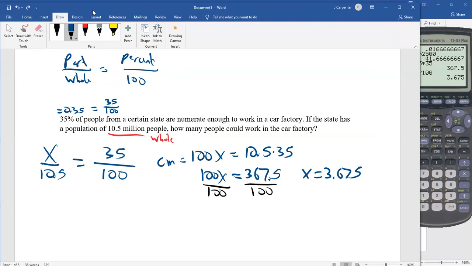All right, so we're talking about people, so someone might then say, all right, well, this is people. This is still wrong, because it's not 3.675 people, or 3 people or 4 people, depending on how you want to round. The number for the whole we were given was in millions, which means this is also in millions. So it's 3.675 million people are numerate enough to work in that car factory.